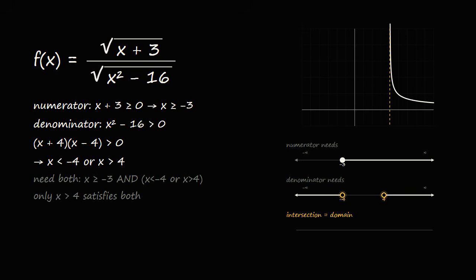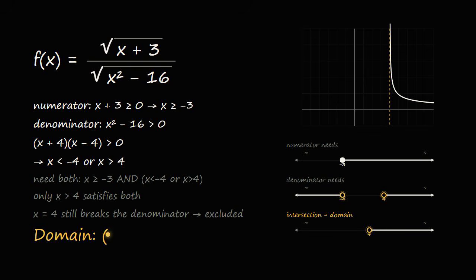The only place left where both conditions hold at once is past x equals 4. And notice that x equals 4 itself still makes the denominator's square root equal to 0, which is still not allowed in a denominator, so 4 stays excluded. The final domain is everything strictly greater than 4.